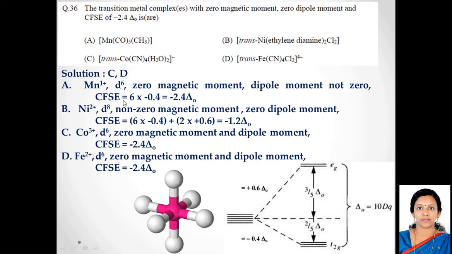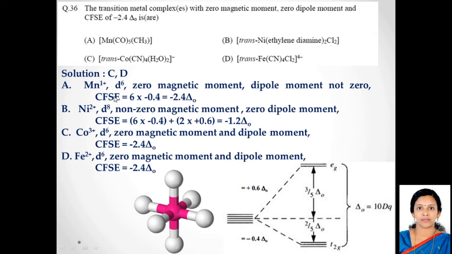And how do we calculate crystal field stabilization energy? It is the number of electrons in T2g multiplied by minus 0.4, plus the number of electrons in eg multiplied by plus 0.6. So here we have 6 electrons in T2g. So 6 multiplied by minus 0.4 will give you minus 2.4 delta O.